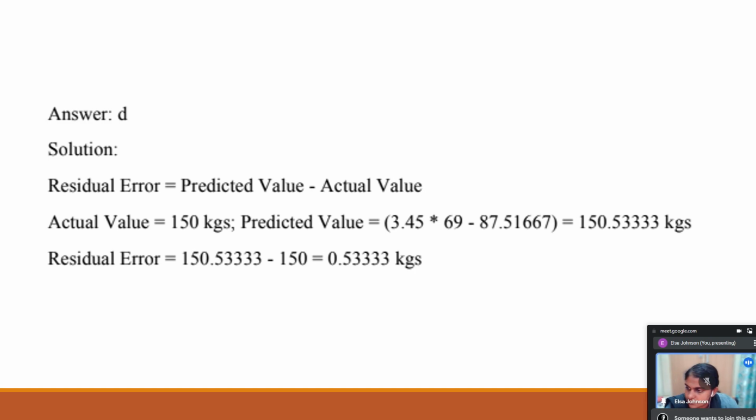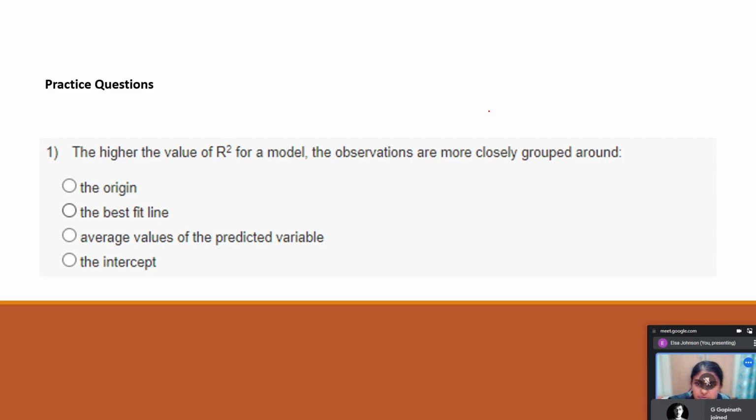Okay, just wait a moment. Now certain practice questions. The higher the value of R squared for a model, the more closely the observations are grouped around what? Can you tell me the answer? Yeah, the best fit line. That is true.